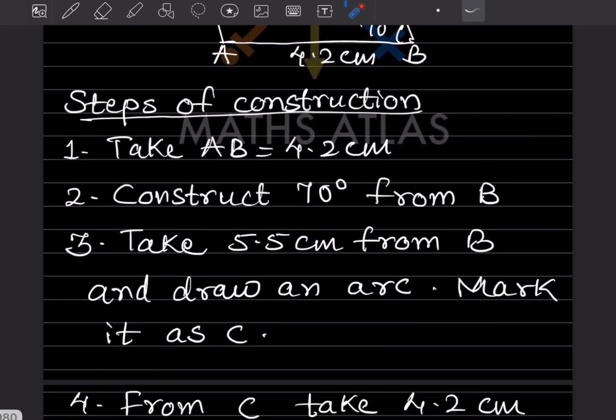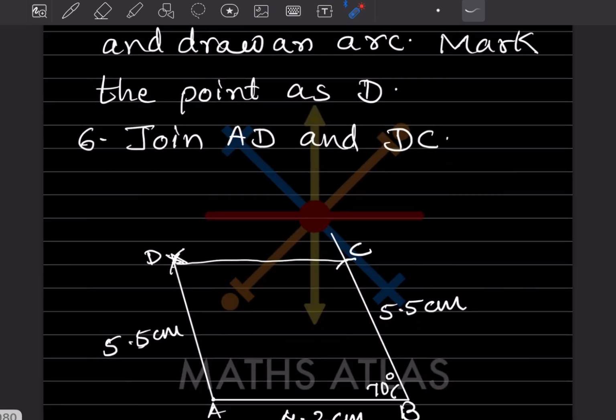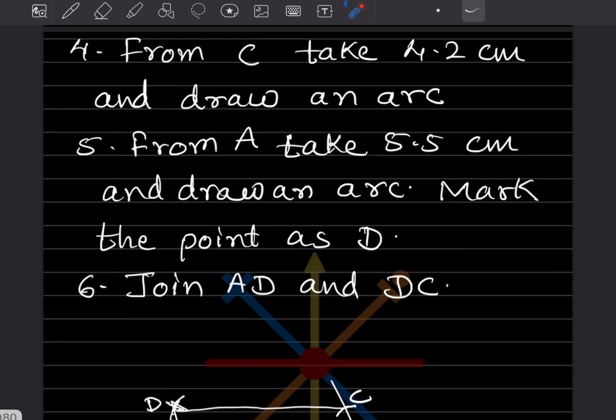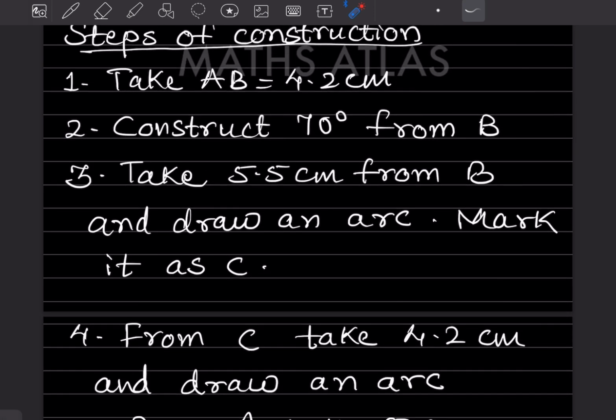Here AB is given as 4.2 centimeter. This is not the actual measurement. You can do it with the actual measurements, but it should be this way. So here is 4.2 centimeter. Construct 70 degree from B.